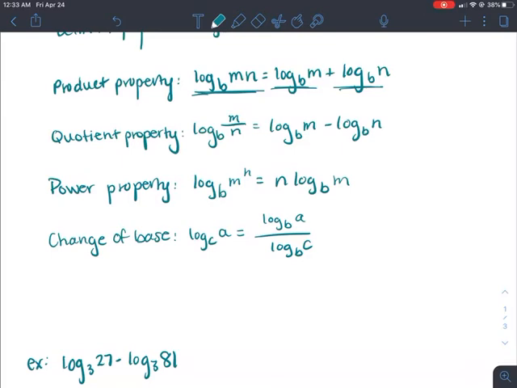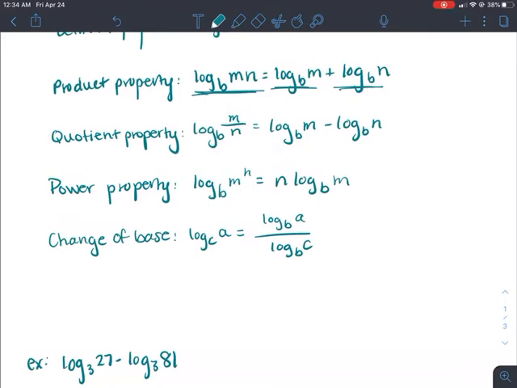The power property says that log base b of m to the power of n equals n times log base b of m. So the n comes down into the front. And the change of base says that log base c of a equals log base b of a over log base b of c.